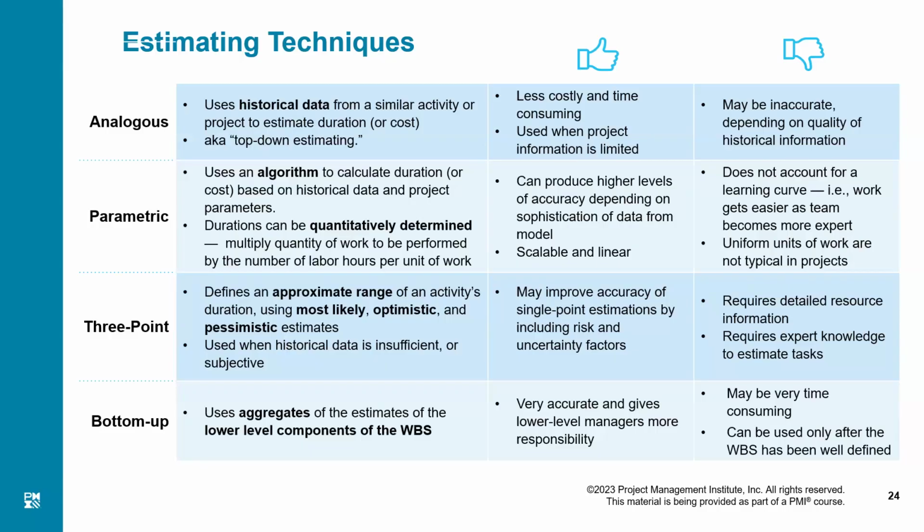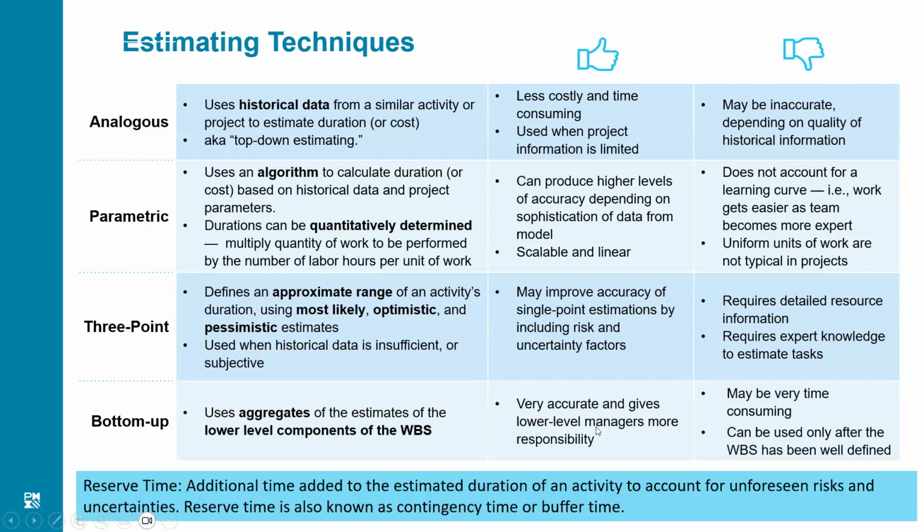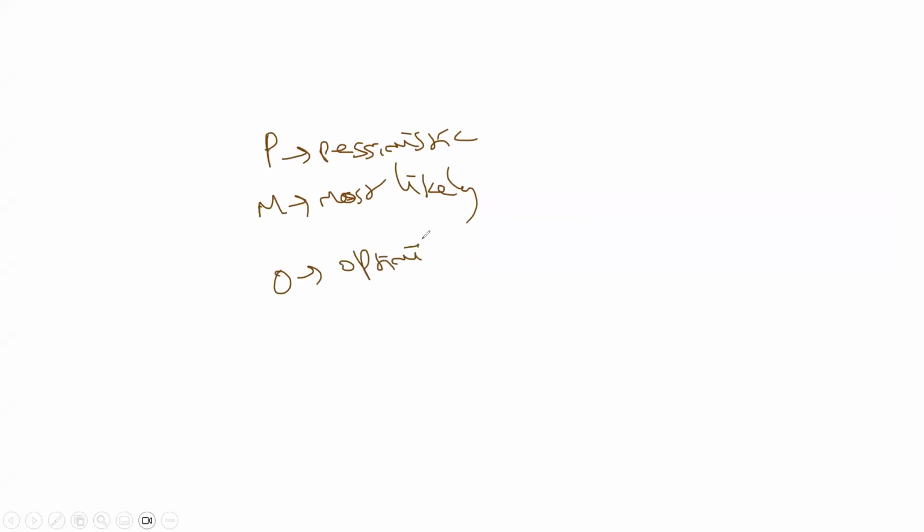So we will estimate the duration or cost of an activity using 3 estimates. First one is pessimistic estimate. I'll take it as P. Next one is M, most likely estimate. Next one is O, optimistic estimate. So it is PMO, Project Management Office. Here it is pessimistic, most likely, optimistic.